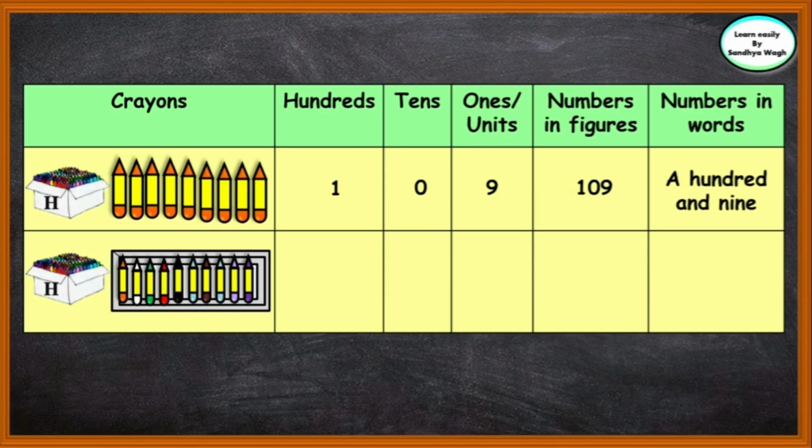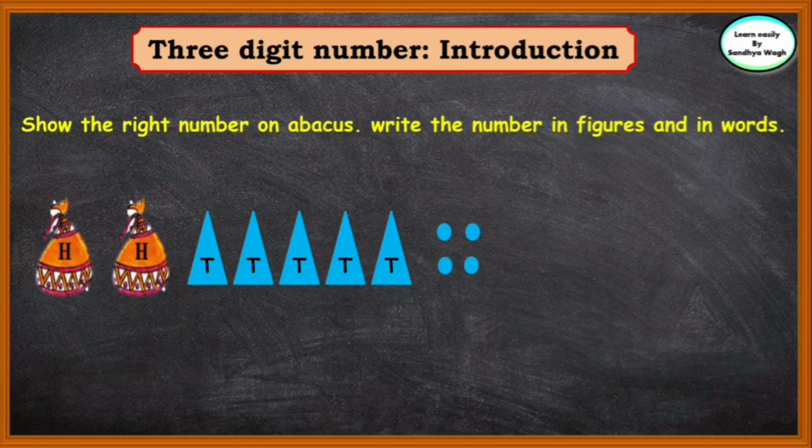109. Now here we have a box of 100 crayons and 10 more crayons, which means 100, 1 tens and 0 ones. In figures it would be 110 and in words it would be 110. Show the right number on abacus. Write the number in figures and words.